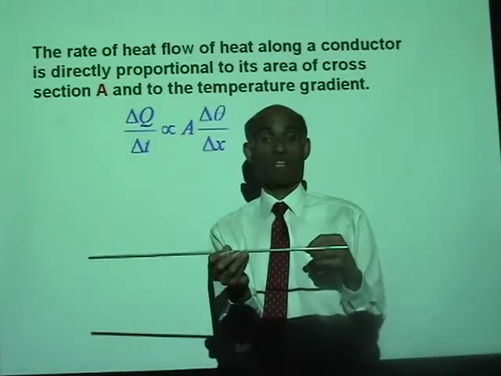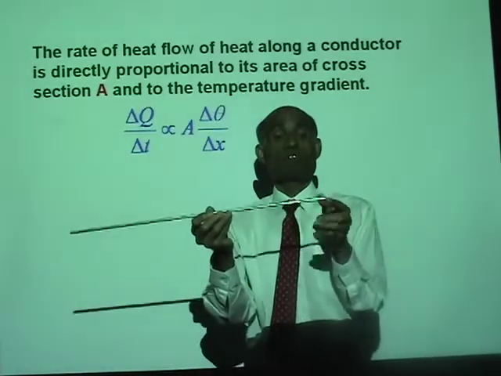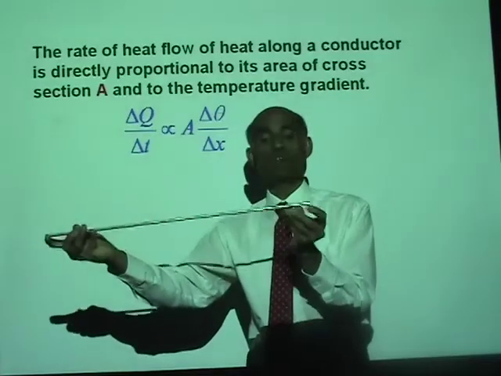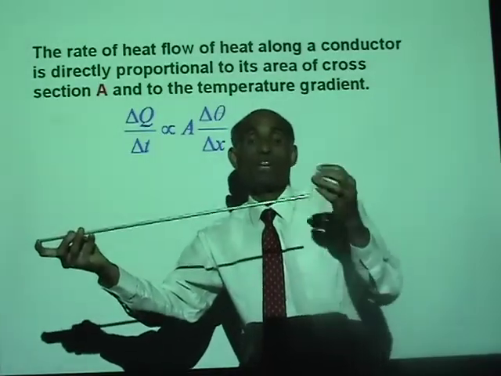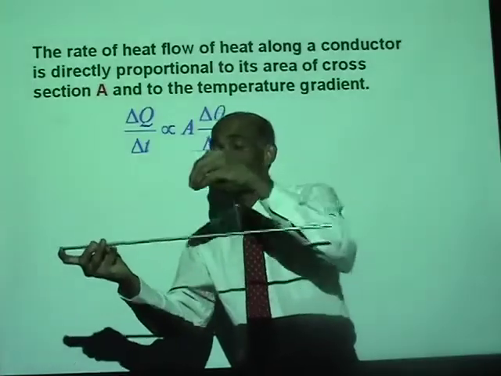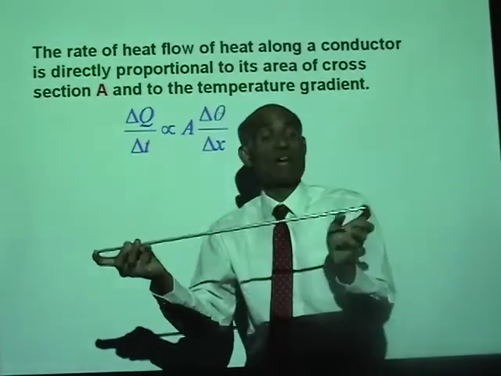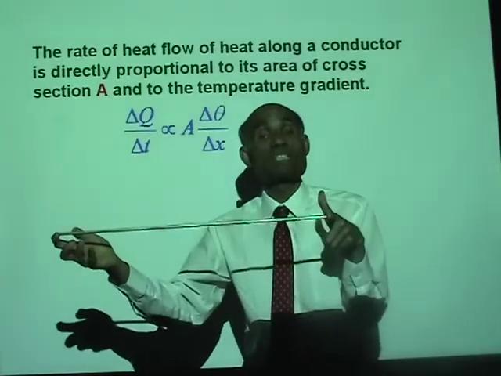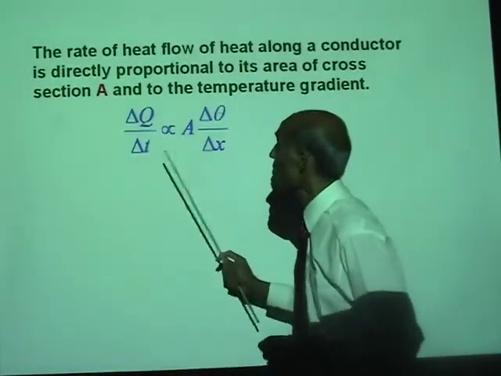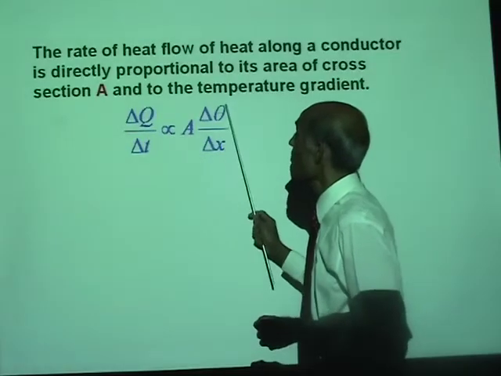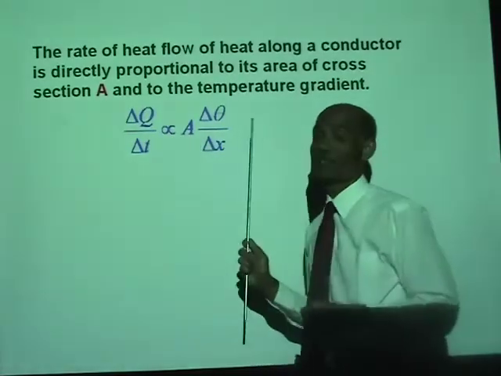That's not difficult to understand. Now, if the difference between the temperature on these two ends is 100 degrees Celsius, the heat will flow from one end to the other much faster than if the difference in temperature is 10 degrees. So, the rate of heat flow is directly proportional to the temperature gradient.